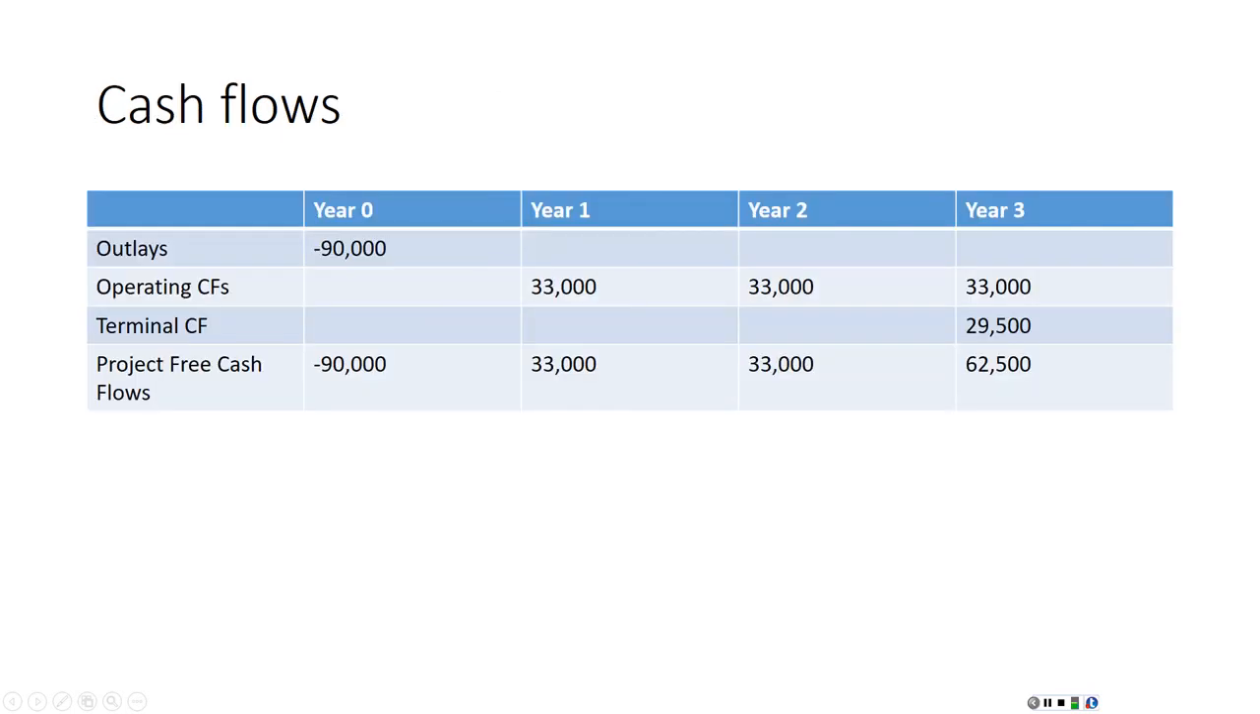so that the terminal cash flow will be $29,500. Mapping out the cash flows, we have our initial outlay of minus $90,000, our operating cash flows of $33,000 a year, and then our terminal cash flow of $29,500 in year 3. So therefore, our project free cash flows will be a negative $90,000 in year 0, $33,000 in years 1 and 2, and then $62,500 in year 3.